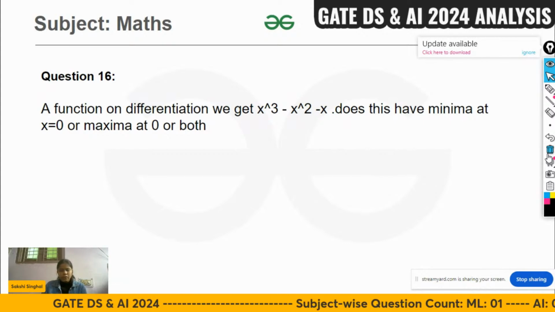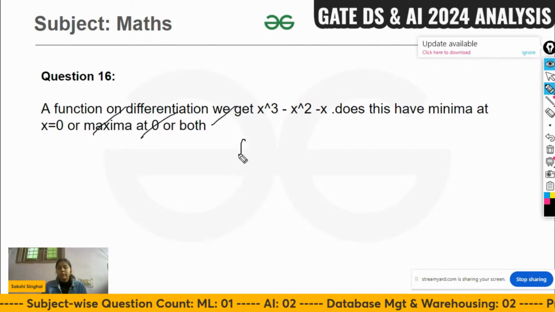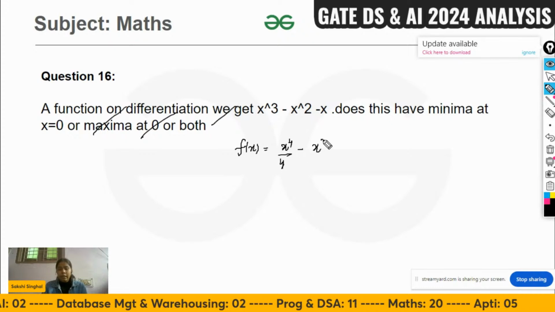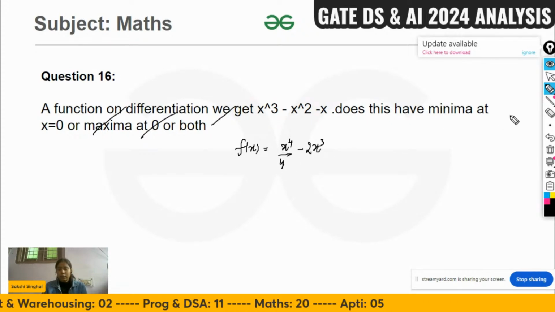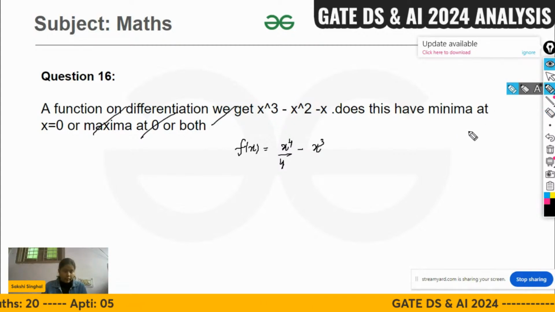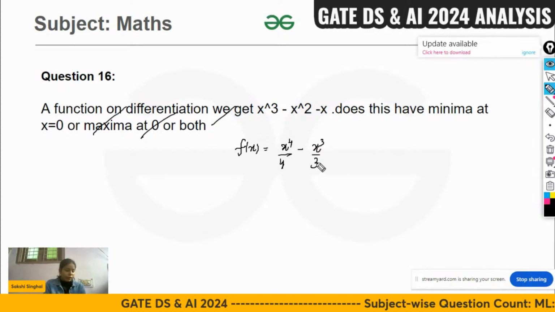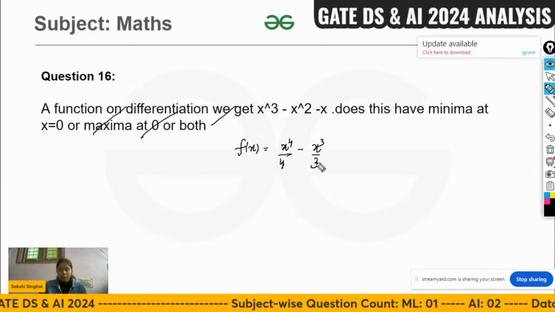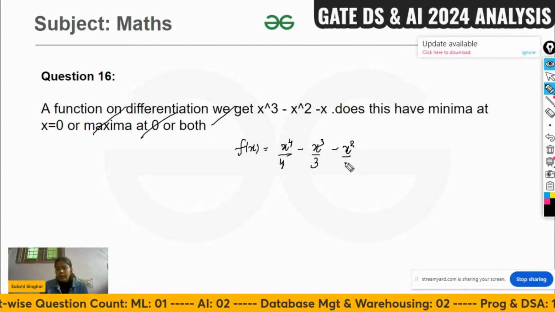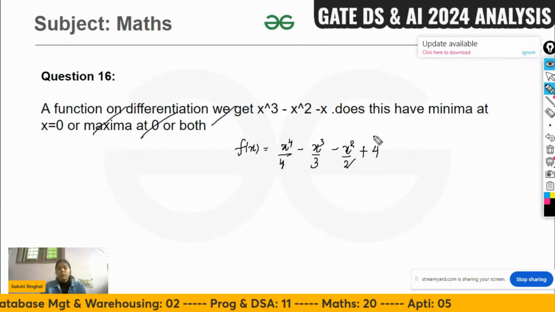A function on differentiable. Guys, this is not a question. As I get from the student, let me tell you what was the question. The question was that f(x) is equal to x to the power 4 by 4 minus x cube. No problem, Jignesh. Let's check another question. And we have this question, x square plus x square upon 2, and we have something, let's say 4 here, something like that. This was the question, and you have to check.